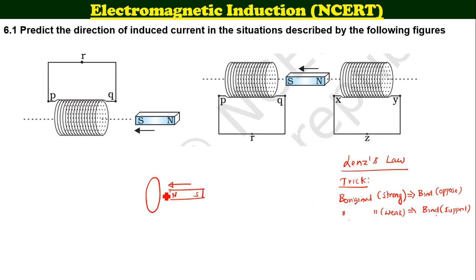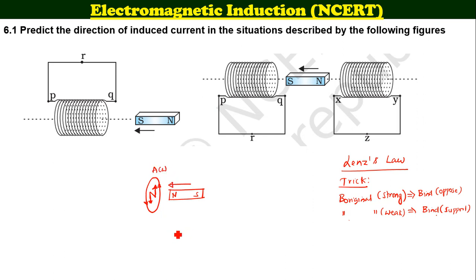If flux is increasing, then the loop feels that the original magnetic field is strong. Then the induced magnetic field should be formed in such a way that it opposes it. That means there should definitely be a north pole facing the approaching north pole, so that it is opposed. Now just extend it at both ends, take an arrow, and that gives you the direction of induced current. In this case the induced current will be in the anti-clockwise direction.